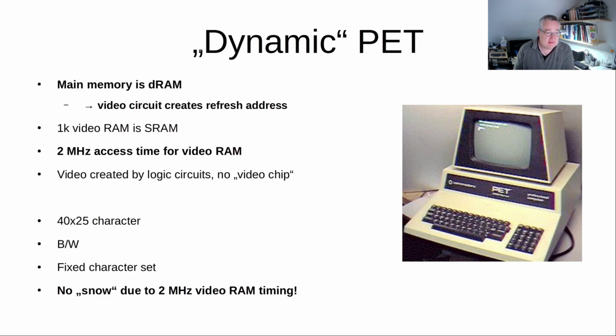Now let's have a look at the follow-up model, the pad. Those have a 9-inch screen as well. They have the large keyboard. They have dynamic RAM for the main memory, but they still have 1K video RAM, which is an SRAM. But this SRAM is now available with a 2 megahertz access time, and we still have no video chip, but the logic basically is very much the same. Because we have 2 megahertz video timing, there's no snow on the screen, which is cool. So let's have a look.